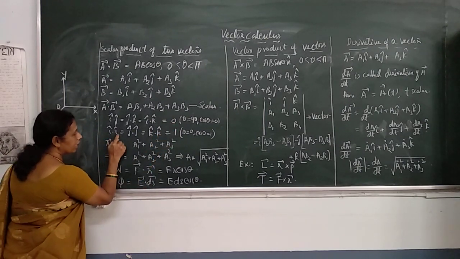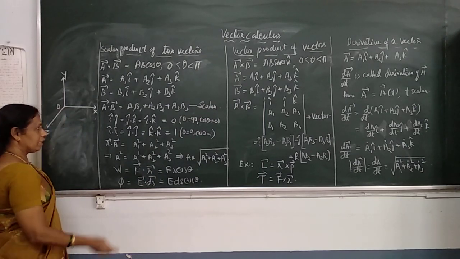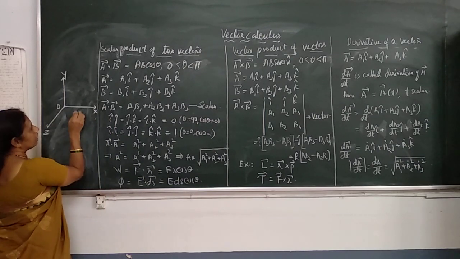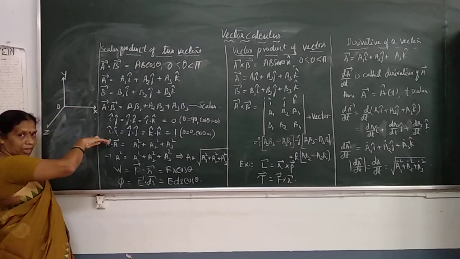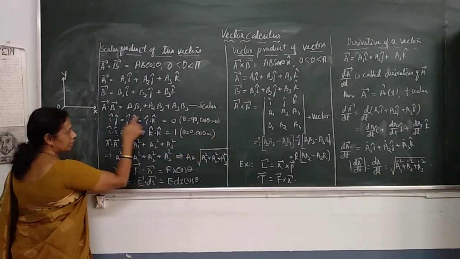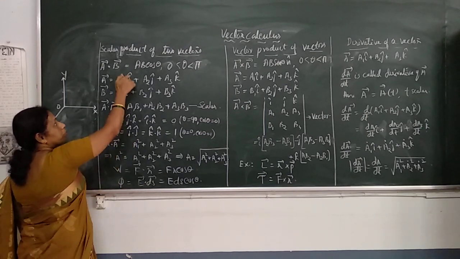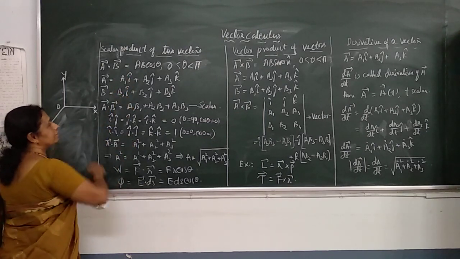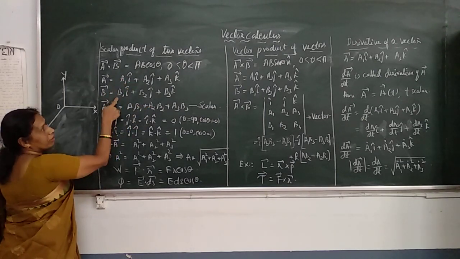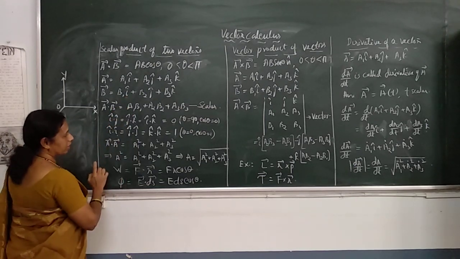Whereas i dot i, j dot j, k dot k, the dot product between these vectors is always equal to 1, because the angle between i and the same i is 0, cos 0 is 1, therefore this dot product becomes 1. By considering this, if you take the dot product of these two vectors, we take the product of the components: a1 b1 i dot i is 1, so a1 b1 remains there.